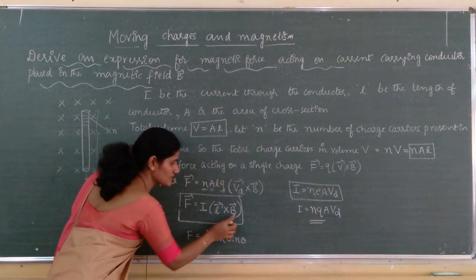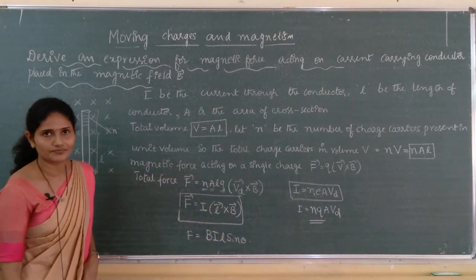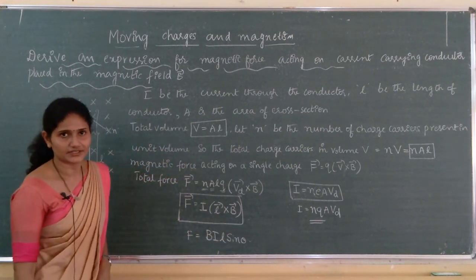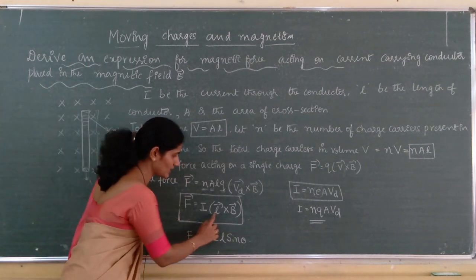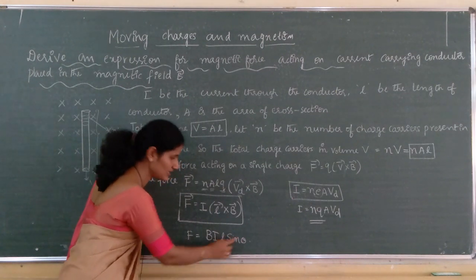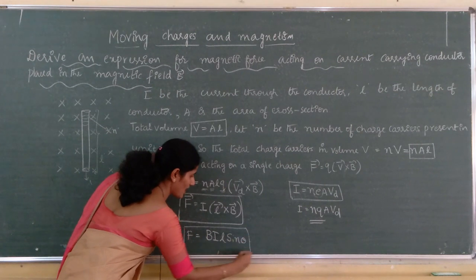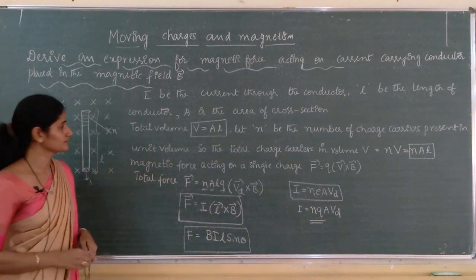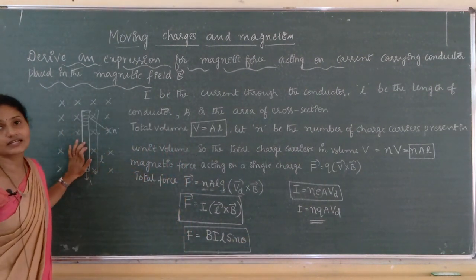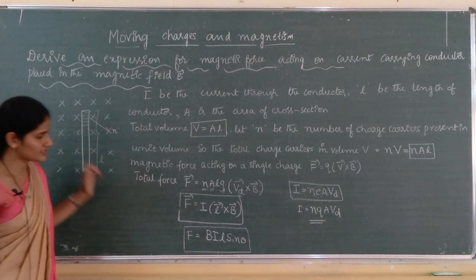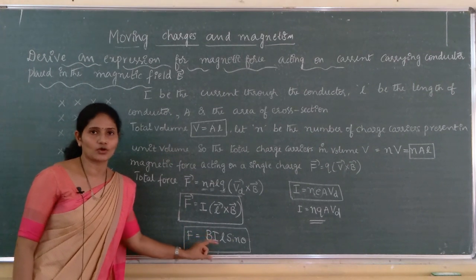Here we have cross product L cross B. So, A cross B is nothing but AB sin theta. So, here we have L and B. So, L cross B is nothing but LB sin theta. So, this is the expression for the magnitude of magnetic force acting on this conductor. So, this is the magnitude of force acting on the conductor.